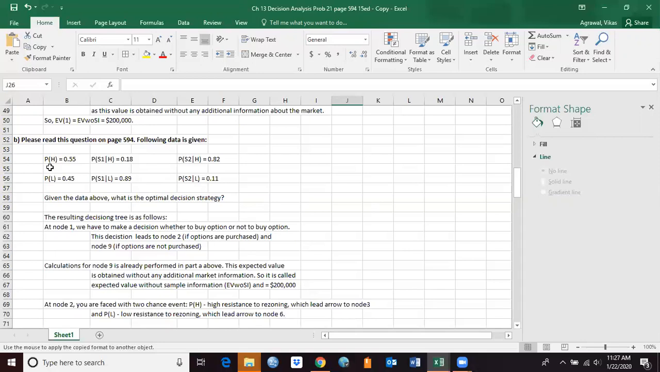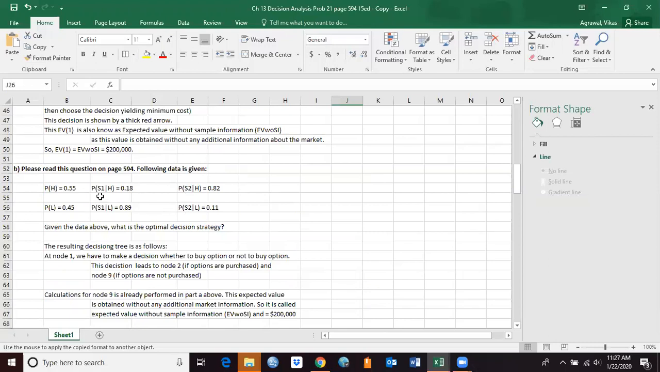The probability that the resistance to rezoning is going to be high equals 55%. The probability that the resistance to rezoning will be low is 45%. And then you will be given these four conditional probabilities. The probability that the rezoning will be approved given high resistance is 18%. The probability that the rezoning will be approved given low resistance is 89%. The probability that rezoning will not be approved given high resistance is 82%, and the probability that rezoning will not be approved given low resistance is 11%.